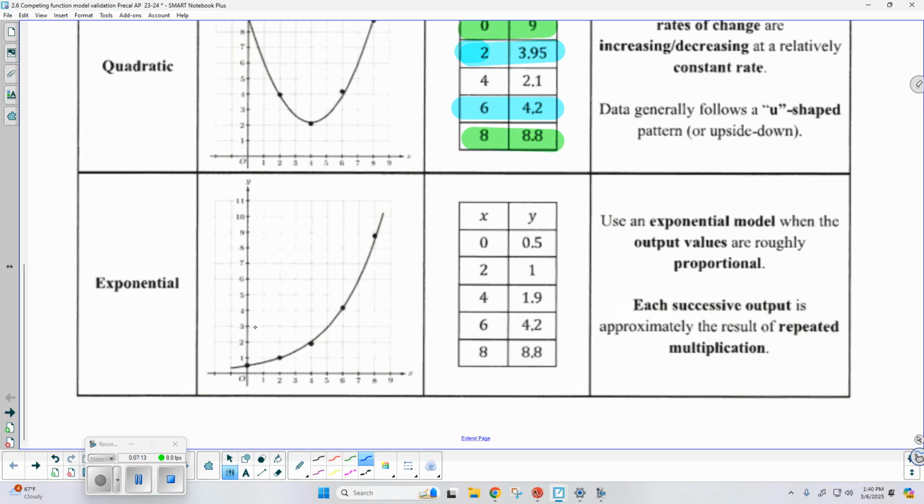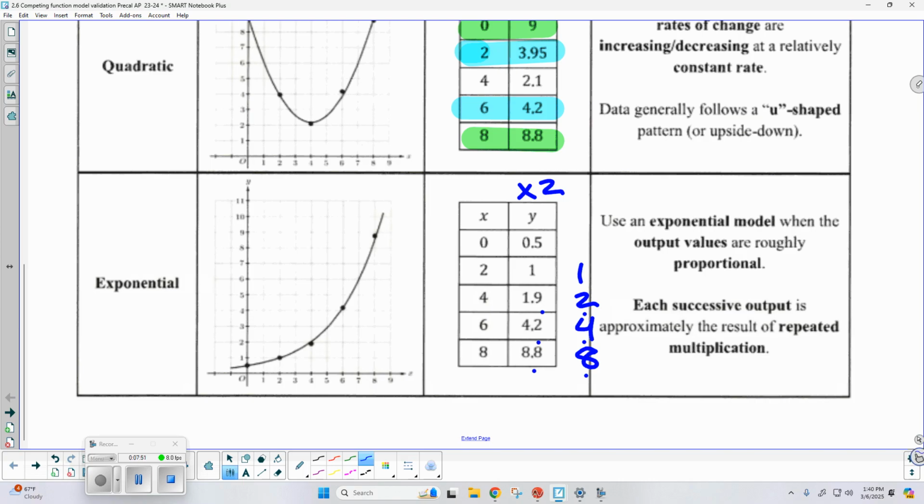How would I get from a 0.5 to a 1? What would I have to multiply 1/2 by? Times 2. Well, let's see how close we actually get. If I take 1/2 times 2, that does give me 1. 1 times 2 will give me 2. 2 times 2 will give me 4. 4 times 2 will give me 8. And if I compare the values, again, they're pretty close to each other. Again, it's not meant to be perfect. We're just trying to find the best model for the data we have. Is everybody okay with that?